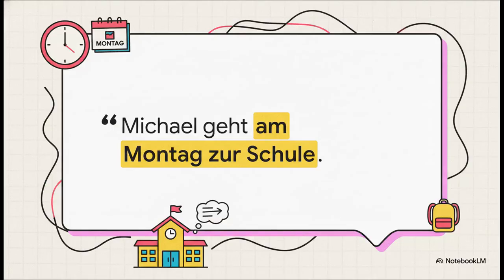And here's a perfect example putting it all together. Michael geht am Montag zur Schule. Look at that. Two contractions in one short sentence. You've got am for the time and zur for the destination. This is what normal, everyday German sounds like.